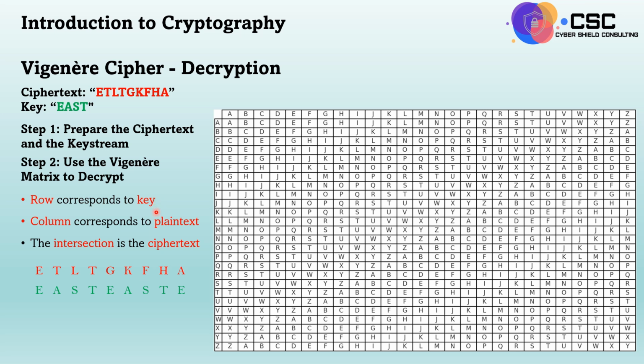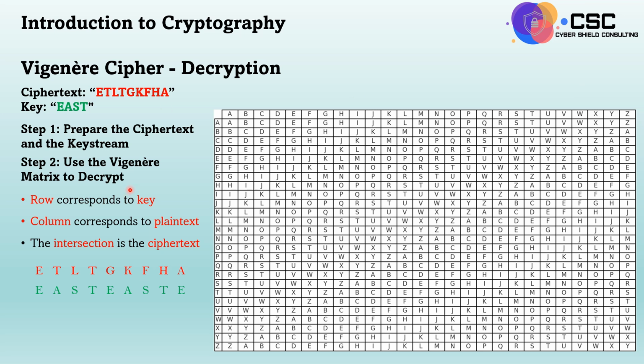With encryption, we had the key and the plain text, if you remember. Now with decryption, we don't have the plain text. This is what we're looking for. We only have the key and the ciphertext. So I'll be looking at two main things here: the row, which is the key, and the intersection, or the ciphertext, and this will allow me to find the plain text. If you think about it, it's like a reversing process of what we did in the encryption.